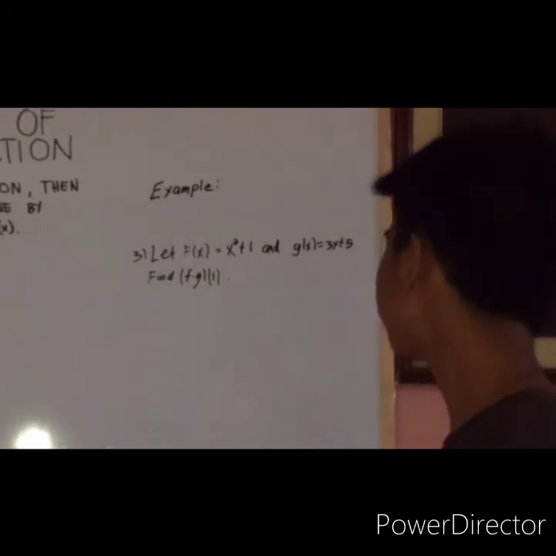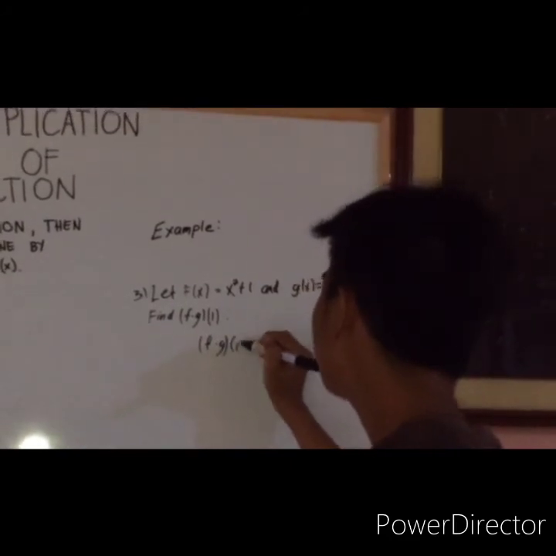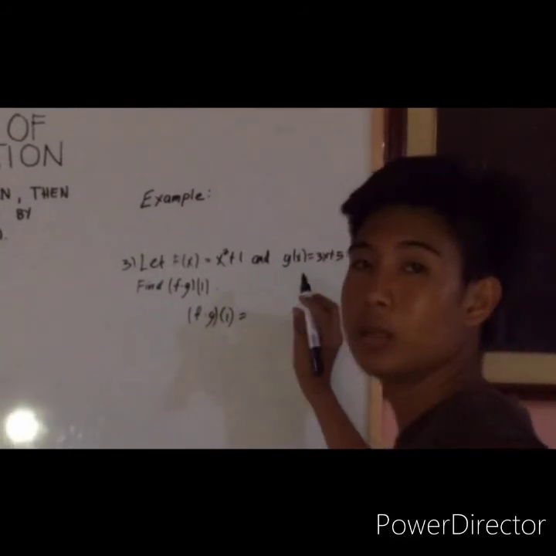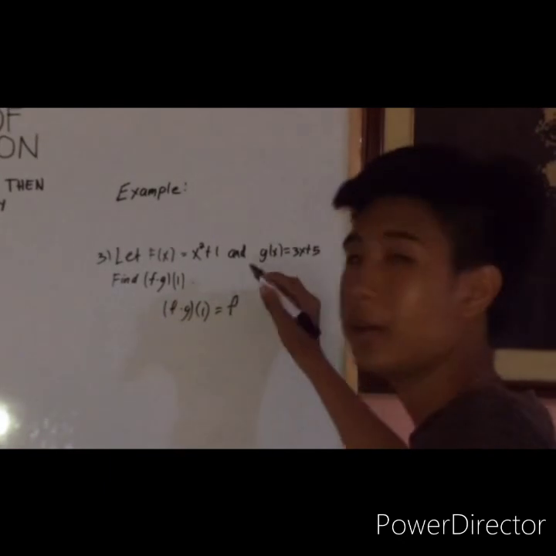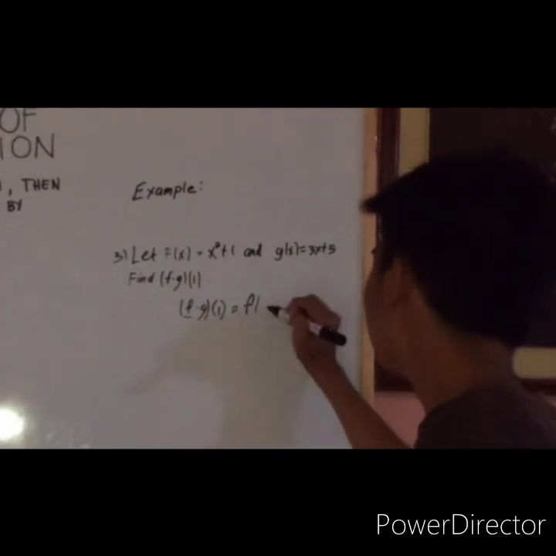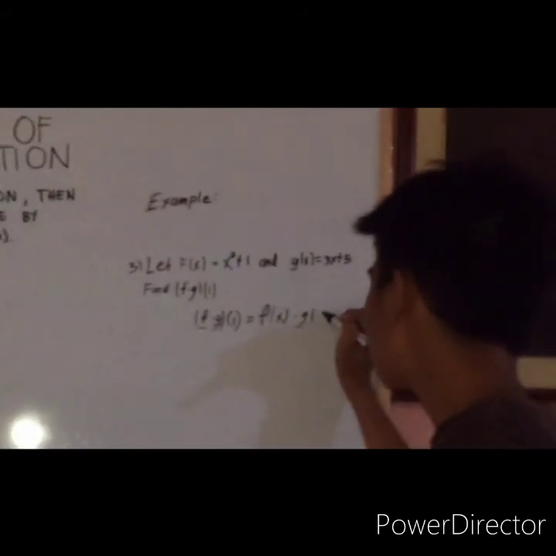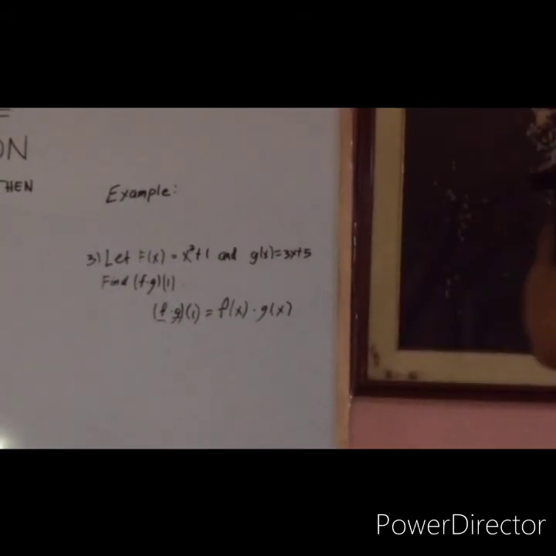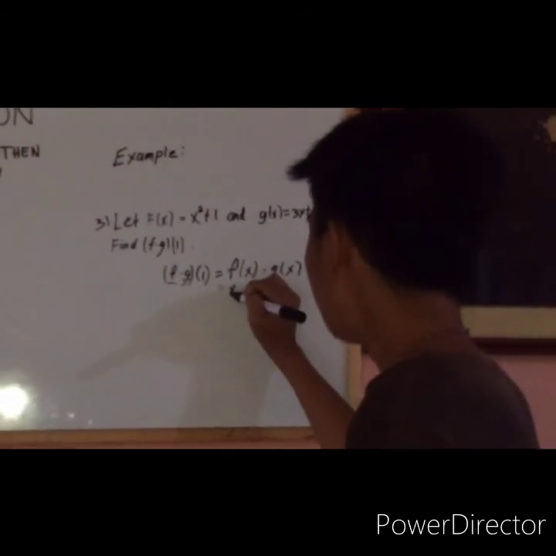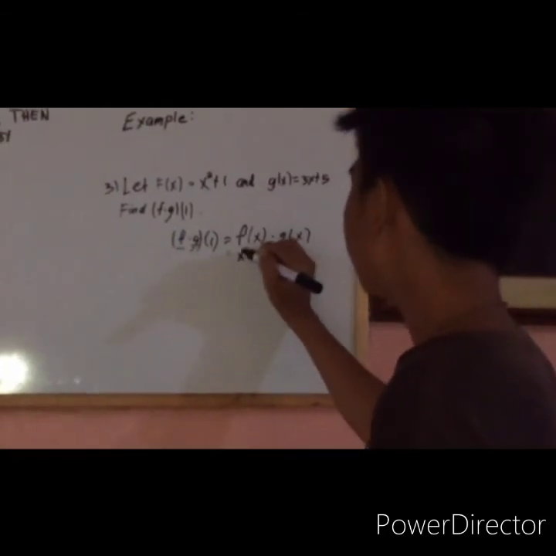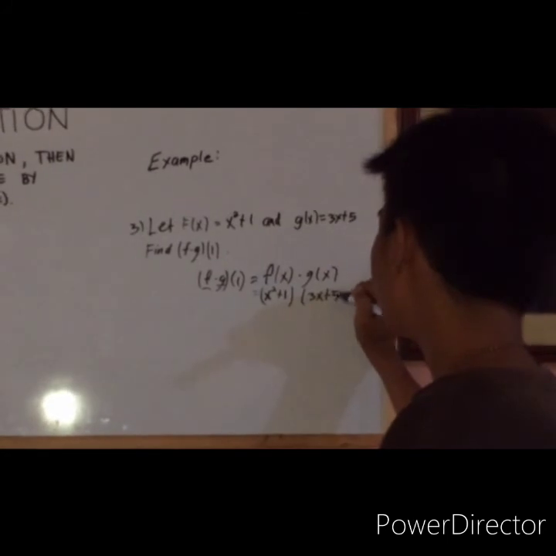So f times g of 1 is found as f of x times g of x. So our f of x is x squared plus 1 and g of x is 3x plus 5.